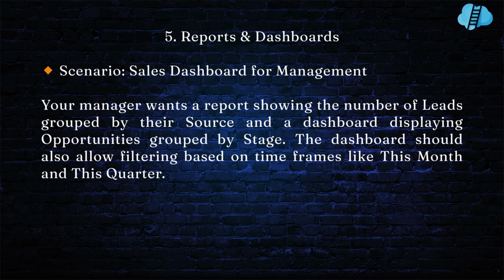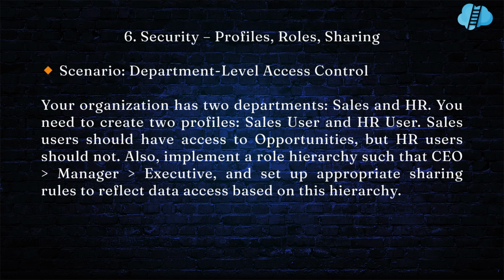6. Security, profiles, roles, sharing. Scenario: department-level access control. Your organization has two departments, sales and HR. You need to create two profiles, sales user and HR user. Sales users should have access to opportunities, but HR users should not. Also, implement a role hierarchy such that CEO > manager > executive, and set up appropriate sharing rules to reflect data access based on this hierarchy.